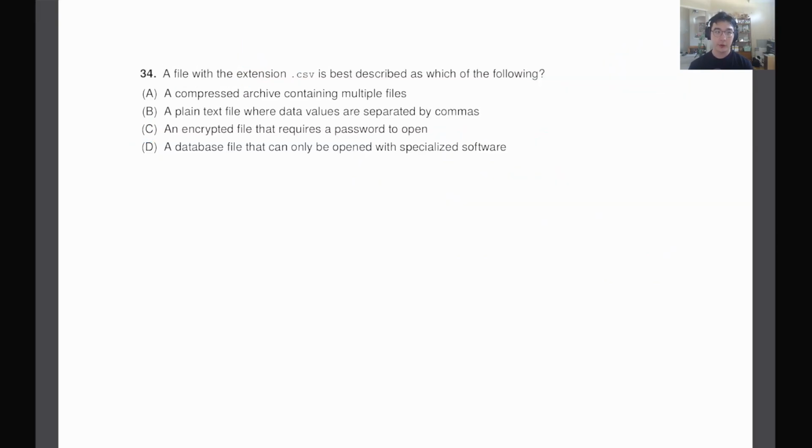All right, question 34. A file with the extension .csv is best described as which of the following? Now, this question really requires you to know what CSV stands for. Okay, and CSV stands for comma separated values. And just based off that definition of CSV, comma separated values, you can see that B is the answer. A plain text file where data values are separated by commas, or comma separated values.